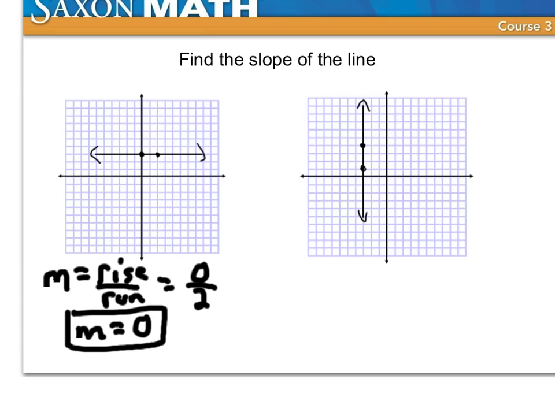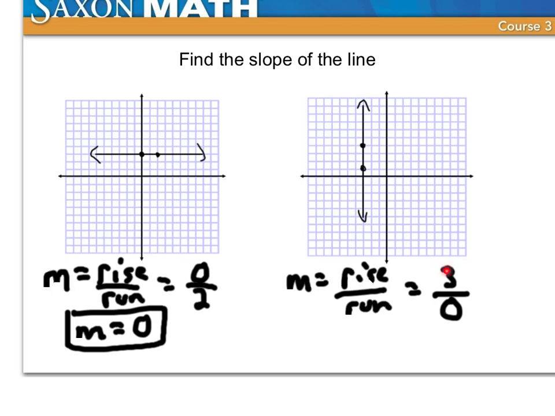Okay? Well, again, I'm going to put m equals rise over run. Okay? And we'll just go from the bottom point. So my rise, I go up 1, 2, 3. But once I get up here, I don't run anywhere. I don't go to the right at all. So my run is 0.